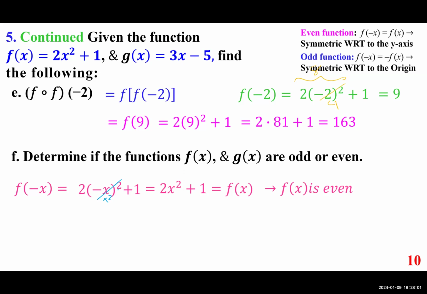We do the same thing to the g of x. That means we are going to find g of negative x. If you replace the x with minus x, this becomes negative 3x minus 5, which is equal to the original one, g of x? No. Is it equal to its opposite, minus g of x? No. So it's neither even nor odd. So we just simply put g of x is neither.